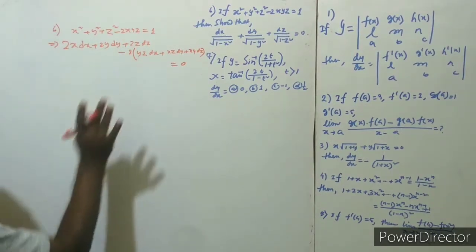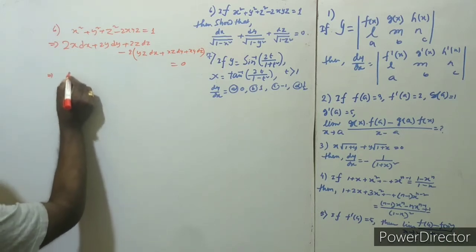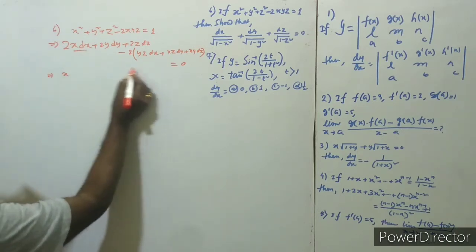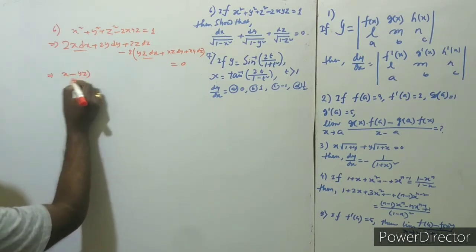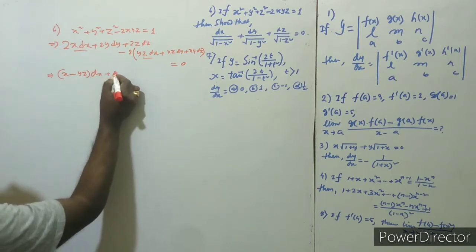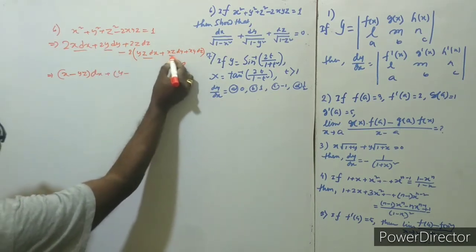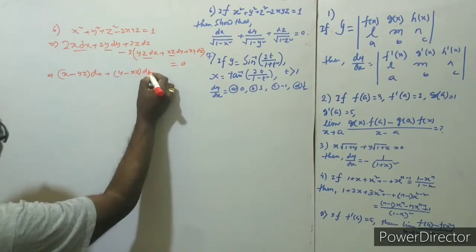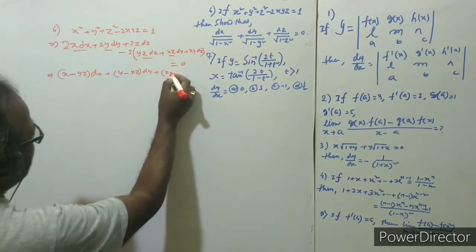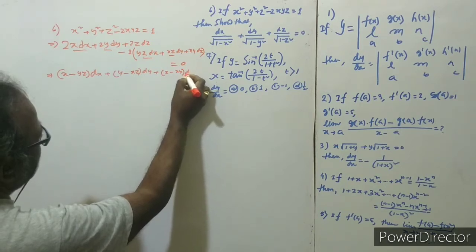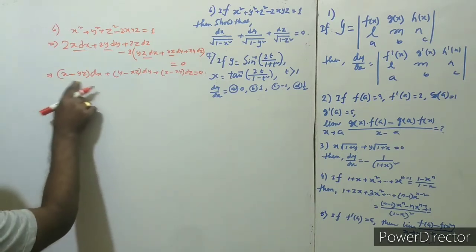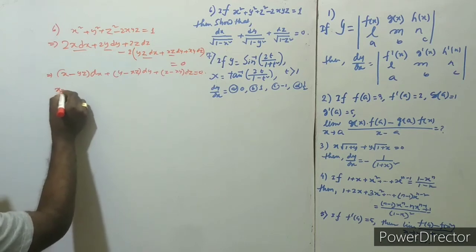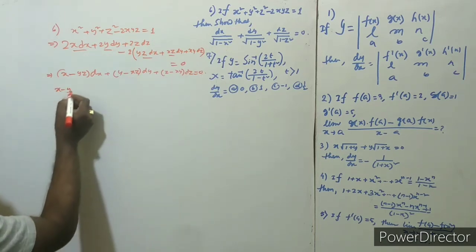So 2 is taken common, and this is cancelled. Now x dx and dx: that is (x minus yz) dx, the same as (y minus xz) dy, and (z minus xy) dz, and this is equal to 0. So from here, now we have to find the expression of x minus yz, and then the others similarly.